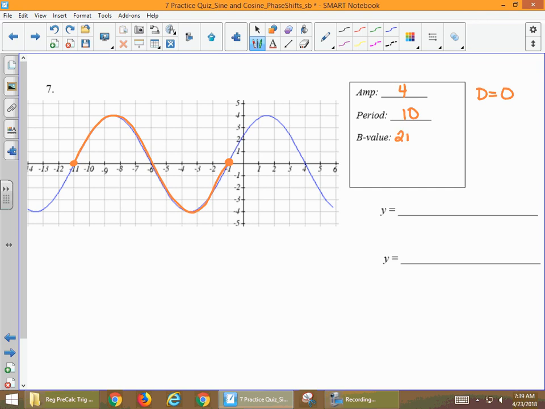2 pi over b equals the period of your function. This is all for b. It kind of doesn't matter. Once you're really comfortable with these equations, the fact that you have kind of a weird graph, it all goes the same, weird or not. 2 pi equals 10b, divide both sides by 10, and reduce your fraction. B is pi over 5. That is a weird b value.